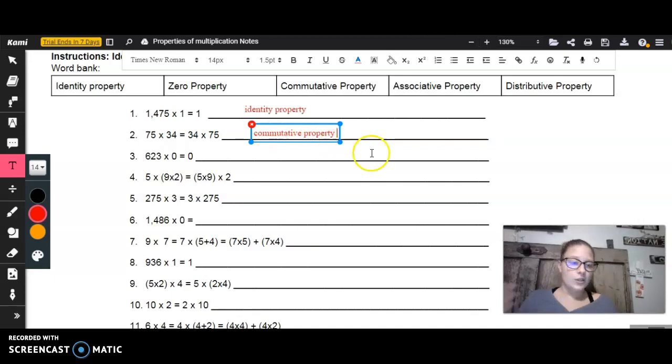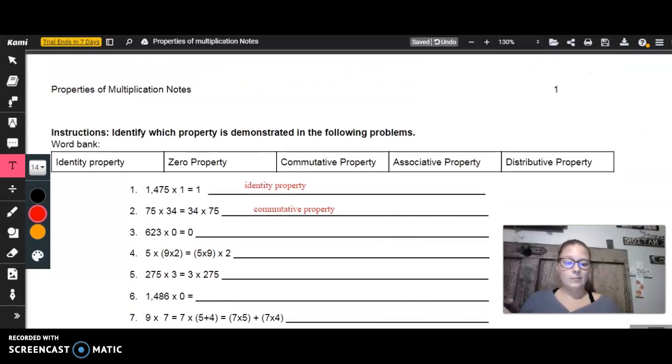So if you need to refer to the notes above, you have that available, but I want you to complete the rest of these problems, there's 15, and submit them to me on Blackboard.